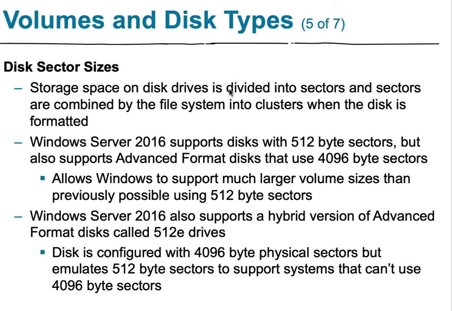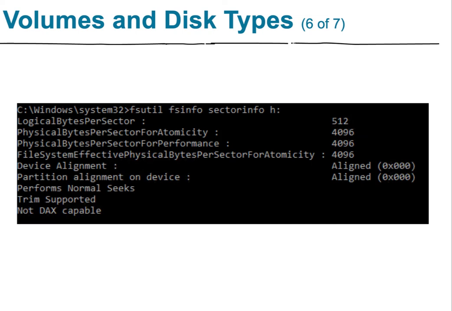Windows Server 2016 also supports a hybrid version of advanced format disks called 512E drives, in which the disk is configured with 4096-byte physical sectors but emulates 512-byte sectors to support systems that can't use 4096-byte sectors. You can view the sector sizes in use on a drive by typing fsutil fsinfo sectorinfo, which is going to give you a report on the disk.